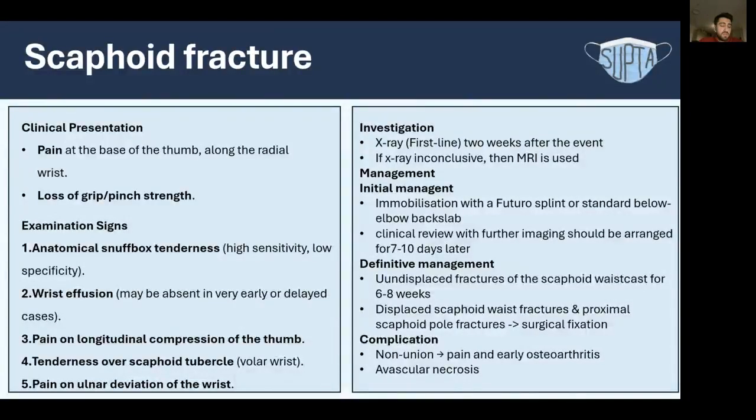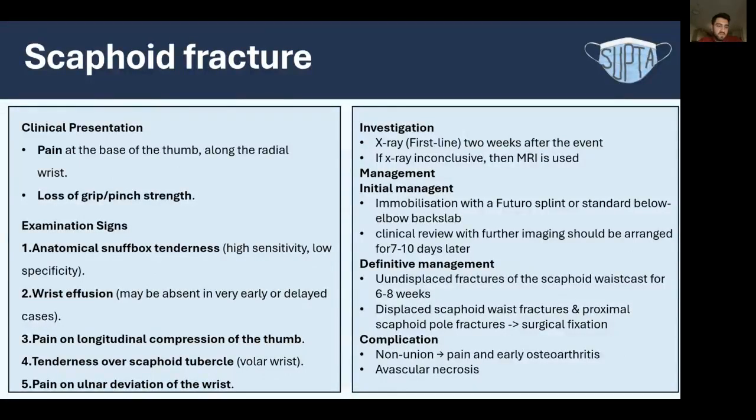A scaphoid fracture presents with pain at the base of the thumb, along the radial side of the wrist, and loss of grip and pinch strength. So you take a history, you examine the patient, and you check for anatomical snuffbox tenderness specifically. Now this has a high sensitivity but low specificity, so it may tell you there might be a scaphoid fracture, but it's not necessarily a scaphoid fracture causing the snuffbox tenderness. It may be something else, basically.